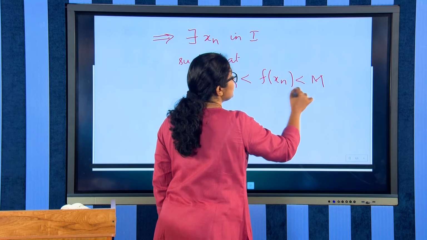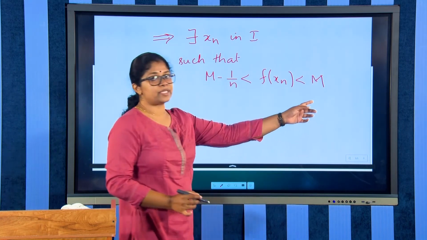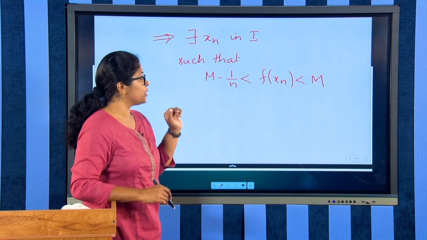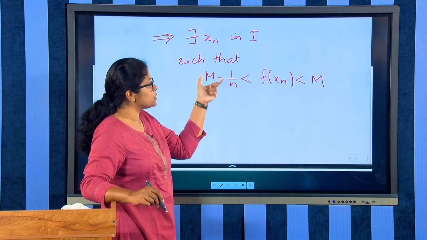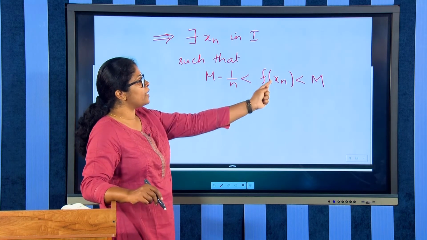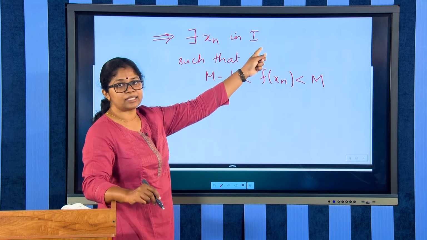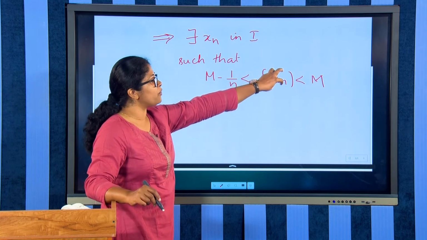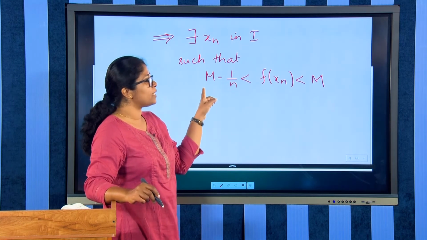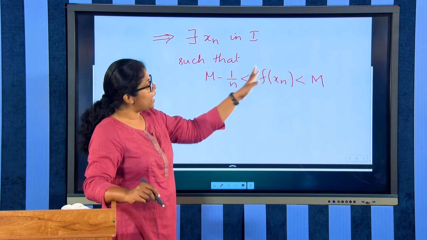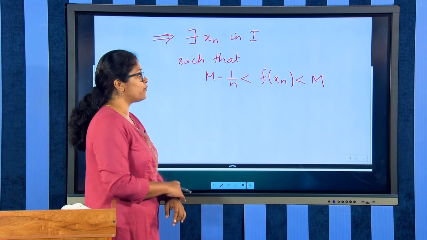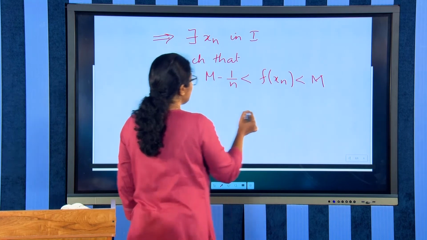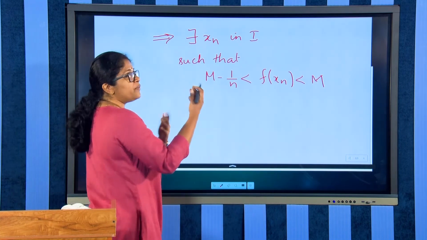Now why does this condition hold? Because m is the supremum of f of x. So definitely m minus 1 by n is not an upper bound, which shows that there is some number xn in the interval I for which f of xn, or the image, is greater than m minus 1 by n, and that is definitely less than m, which follows from the supremum. So this is true for every n.